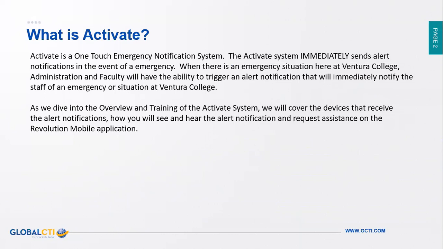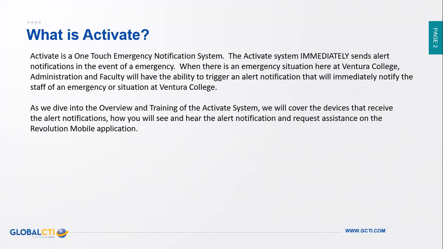The Activate system immediately sends both auditory as well as visual alerts on many endpoints to notify all staff and students in the event of emergency. When there's an emergency situation at Ventura College, administration and faculty will have the ability to both trigger an alert and it will immediately notify staff of an emergency or situation. Some alerts will notify all staff as well as out to students as well.